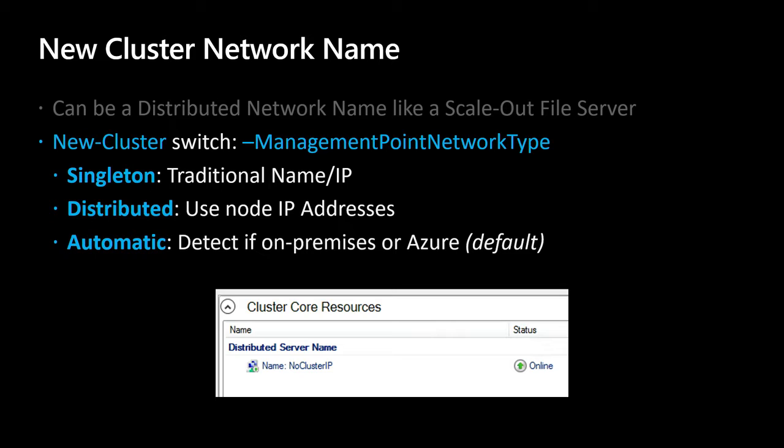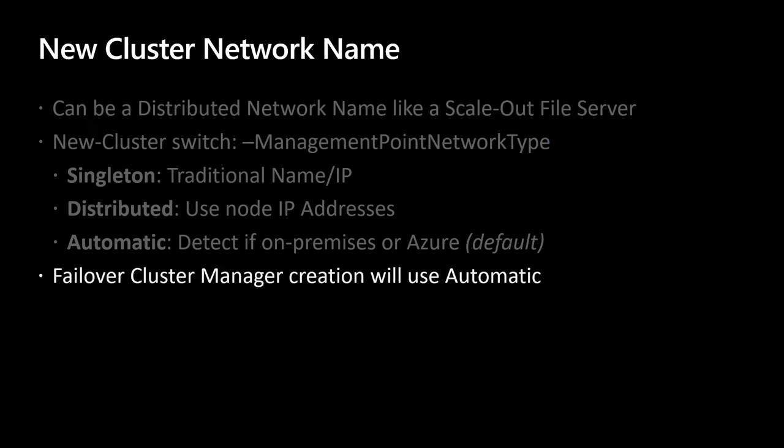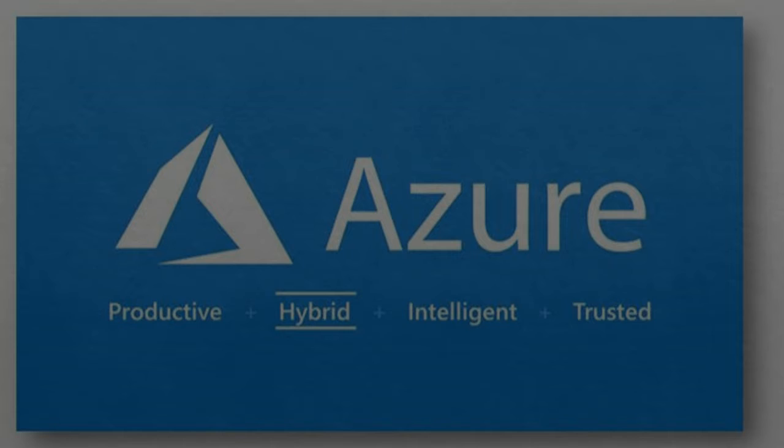There's a new switch, management point network type. So once you do it, it'll look like this. No IP address, just the name. But your options are: traditional name and IP; use the node addresses for distributed, like the scale-out file servers; or the default action, which is to detect if you're on premises or in Azure. We use automatic through Cluster Manager. PowerShell is the same thing. If you don't specify management point network type, it will just detect: am I in Azure? Am I on premises?